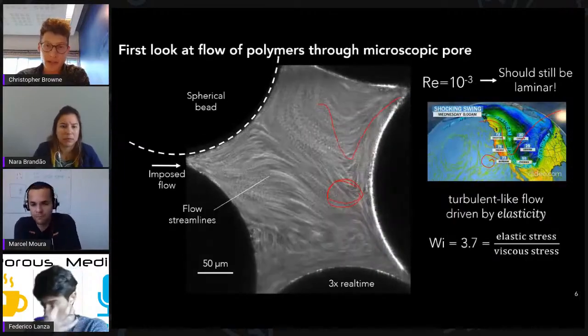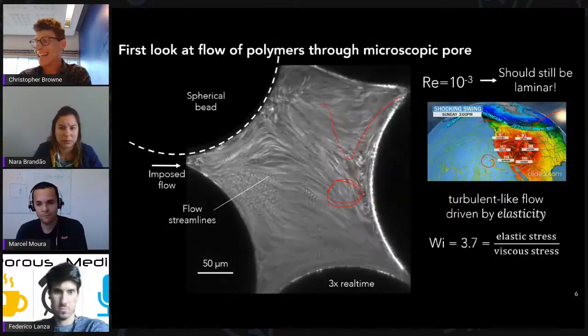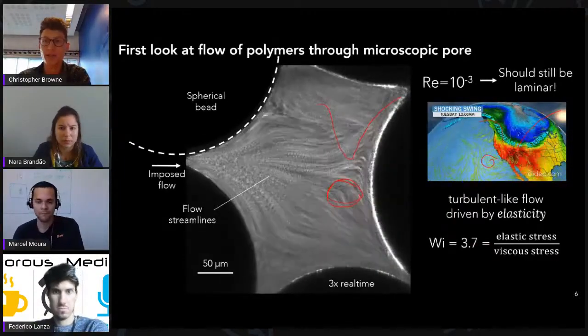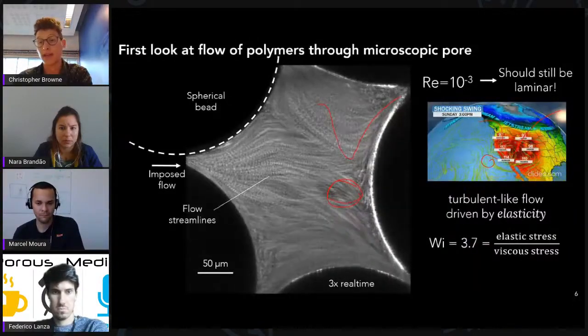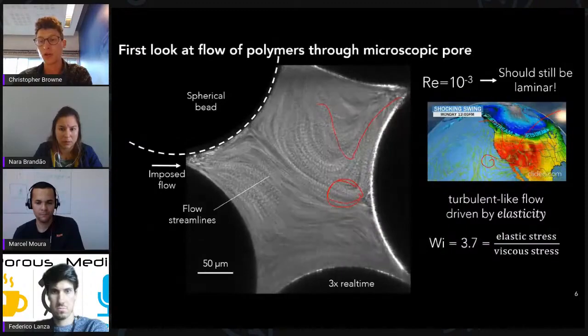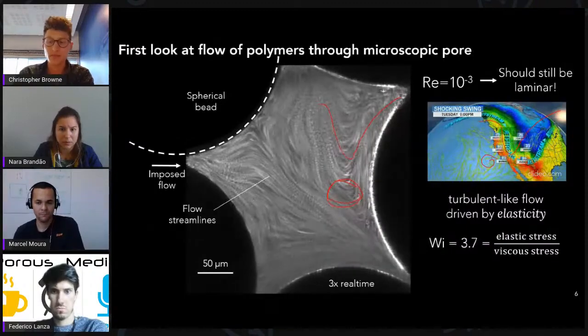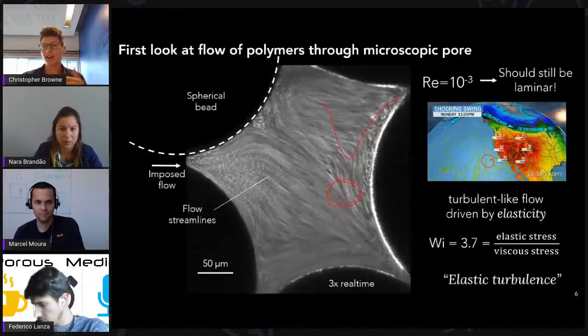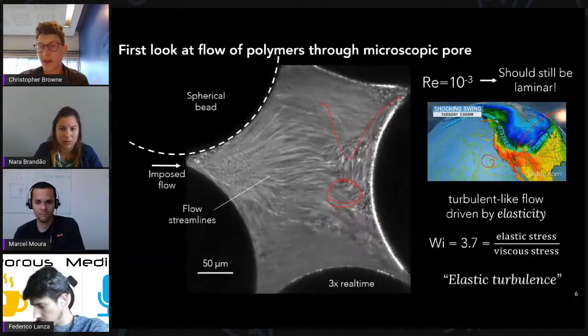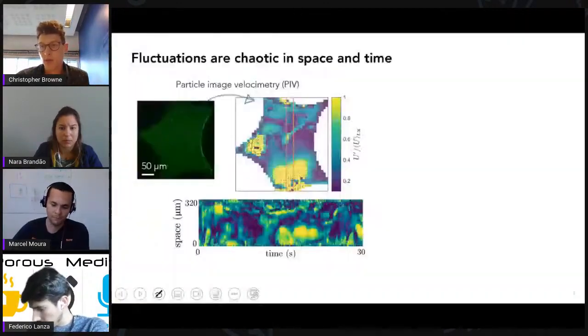But here we have a different instability driven instead by elasticity, not by inertia. And so instead of using the Reynolds number, the appropriate parameter we're going to use is the Weissenberg number, which is talking not about inertial stresses, but elastic stresses. Some people call this elastic turbulence, just to hearken to this analogy, which may or may not be useful for us.